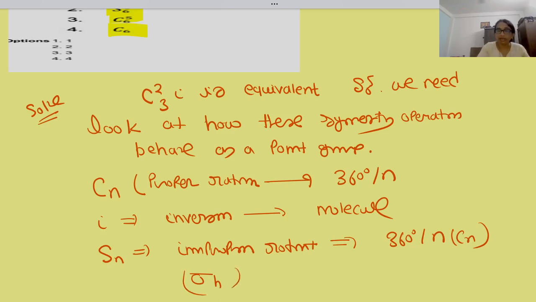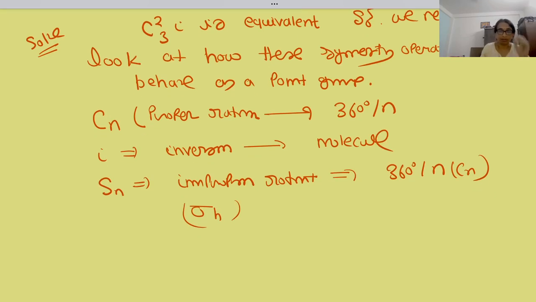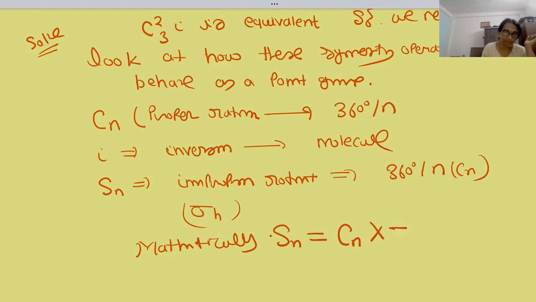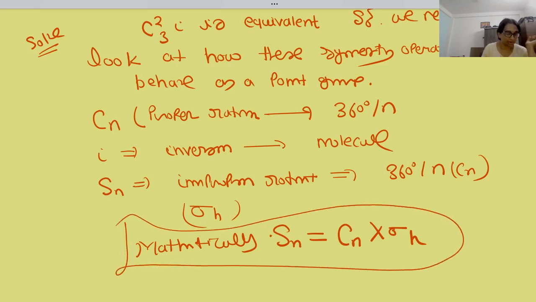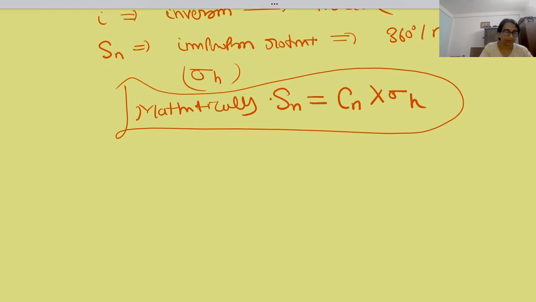Now we can express this mathematically: Sn is equal to Cn times sigma h. This is the mathematical expression of the concept. Now let us start the step-by-step identification. In our question, we match the C3^2 i symmetry. First we write S6 as C6 times sigma h.